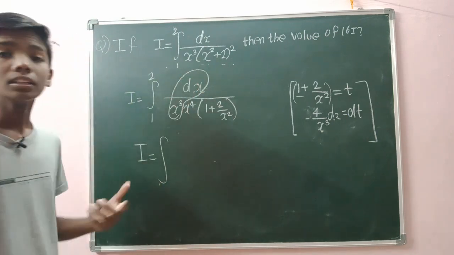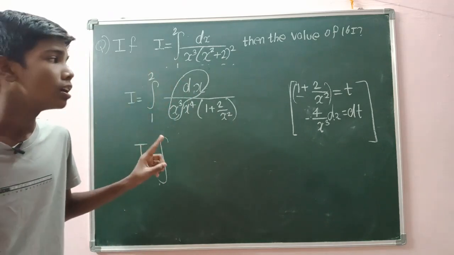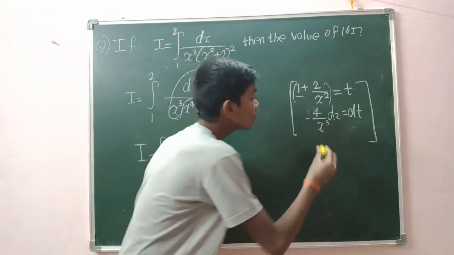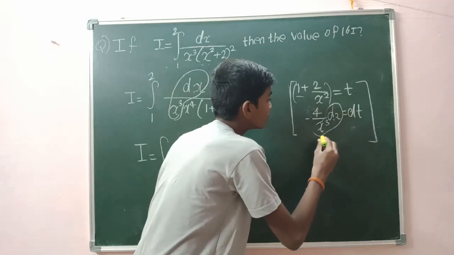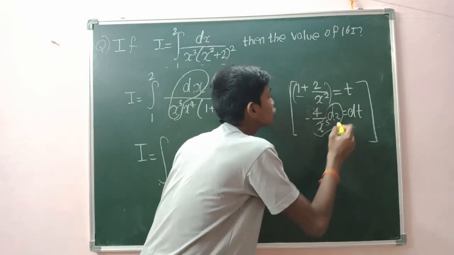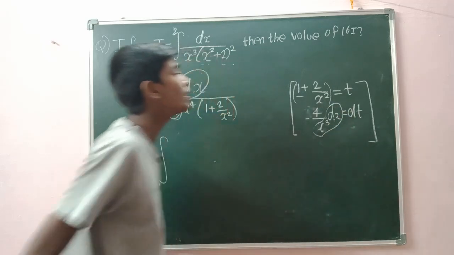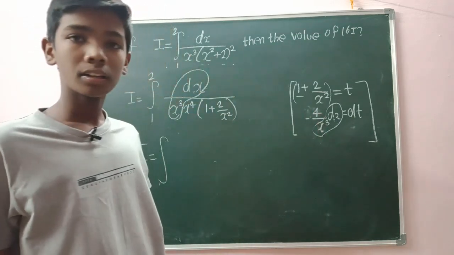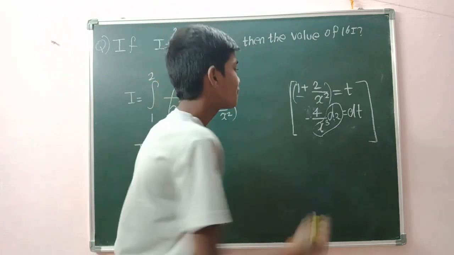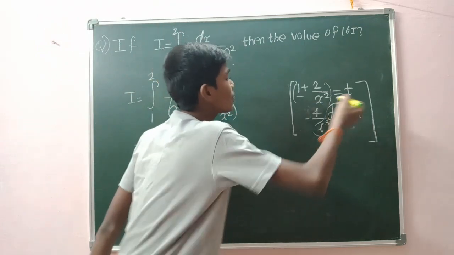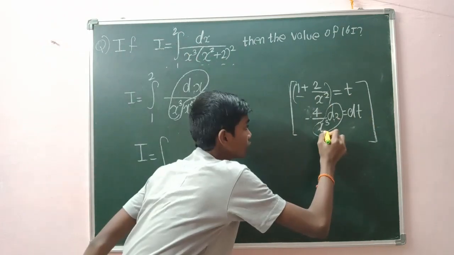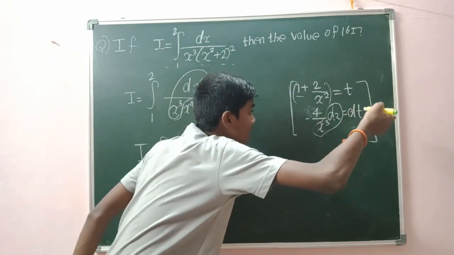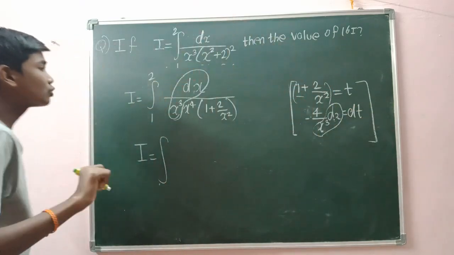Not x cube by dx. We are having dx by x cube, correct now? So the same in dt also, we are having dx by x cube. Therefore, your dx by x cube will be nothing but dt by minus 4. Correct now? If I know that minus 4 by x cube of dx is dt, then dx by x cube will be, this minus 4 will go to the other side. Therefore, it will be dt by minus 4.